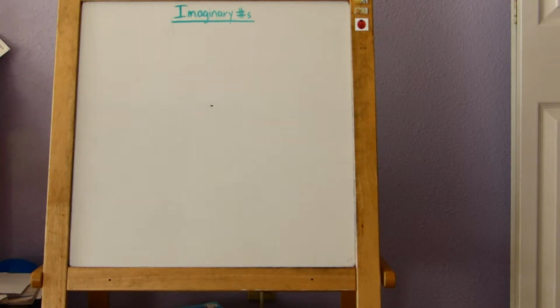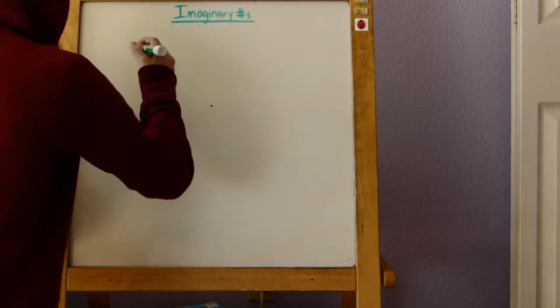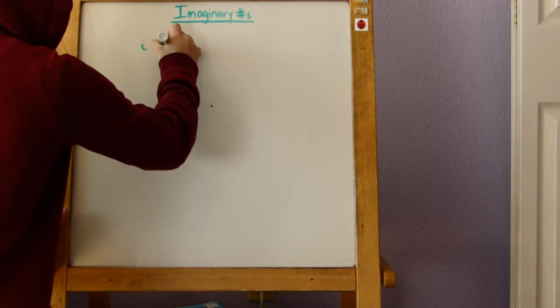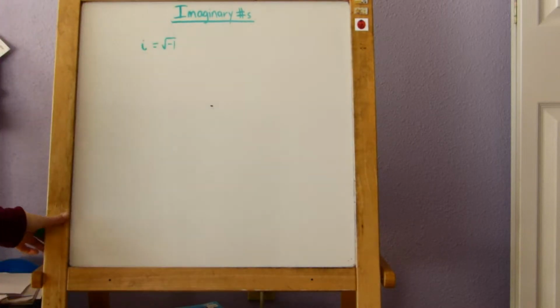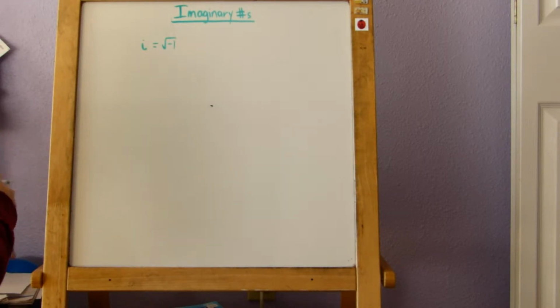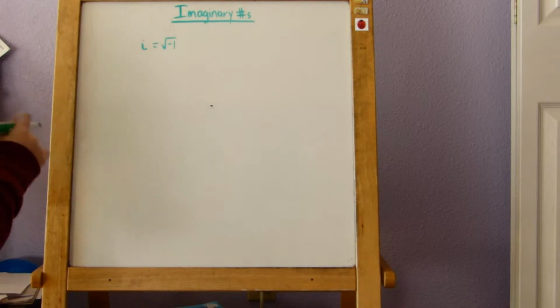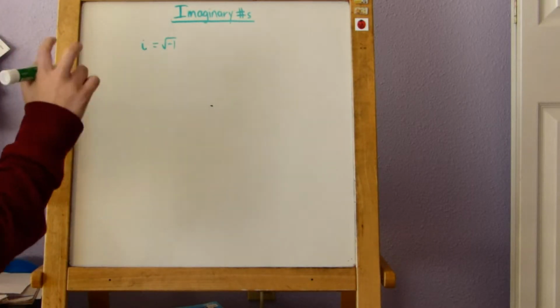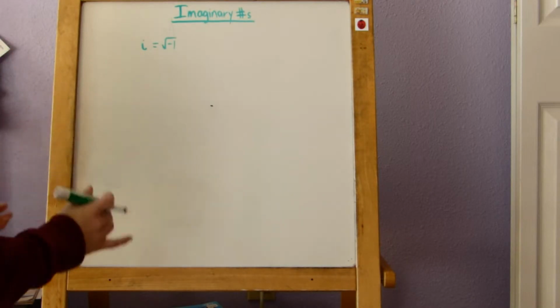But we have this special number, we call it i. And i equals the square root of negative 1. Now, you've probably seen before that you can't take a square root of a negative number. It just doesn't work that way. But with i, it represents this number, this imaginary number, in which that would work.